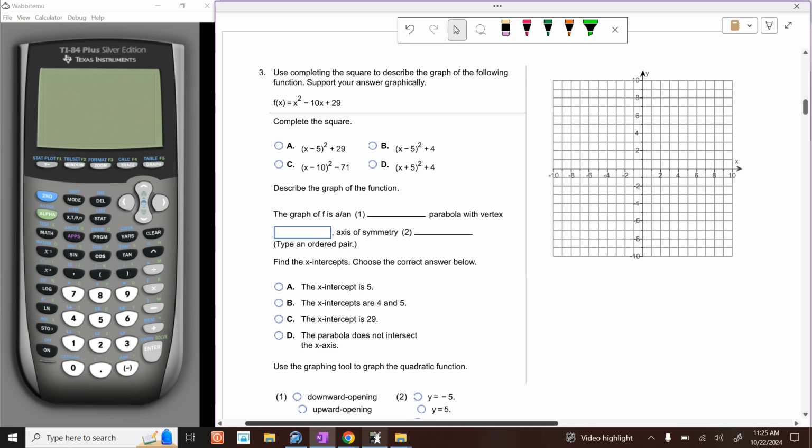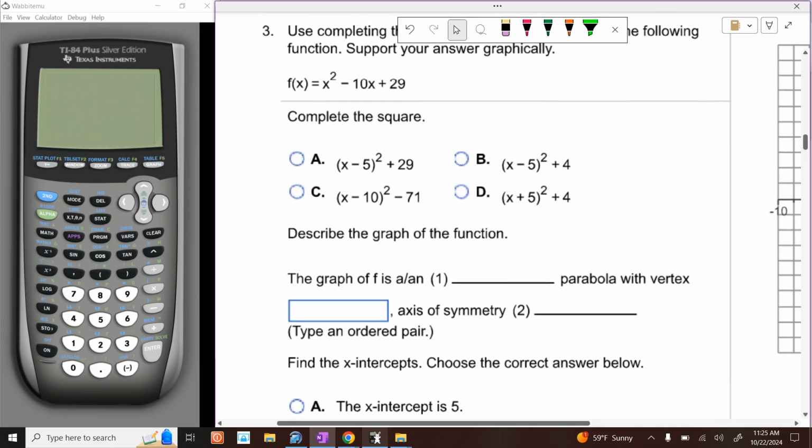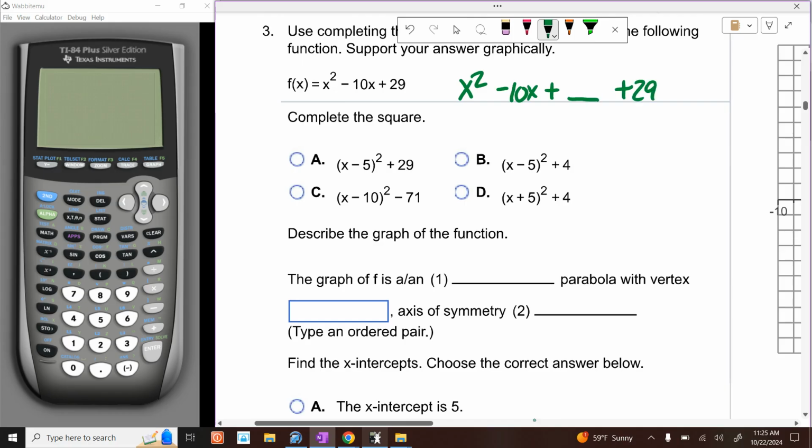X squared minus 10x plus 29, complete the square. Okay, so those of you who are in Algebra 2, anybody in here in Algebra 2 right now? No, the Algebra 2 kids came begging for help yesterday because Miss Wheeldriver was gone. So it was like, hey, how do you complete the square? Well, you take x squared minus 10x plus blank plus 29 minus blank. Whatever you add, you have to subtract.